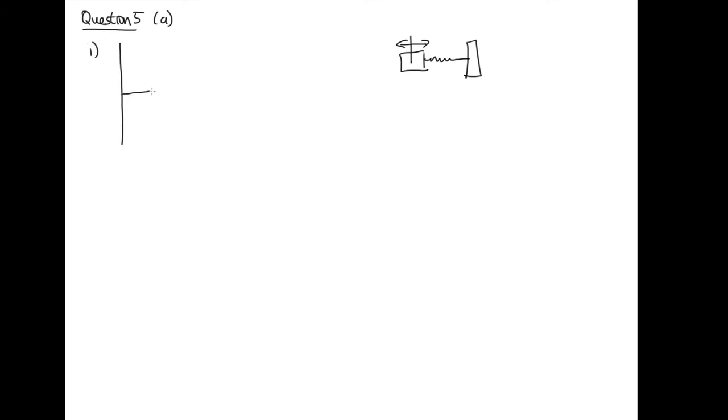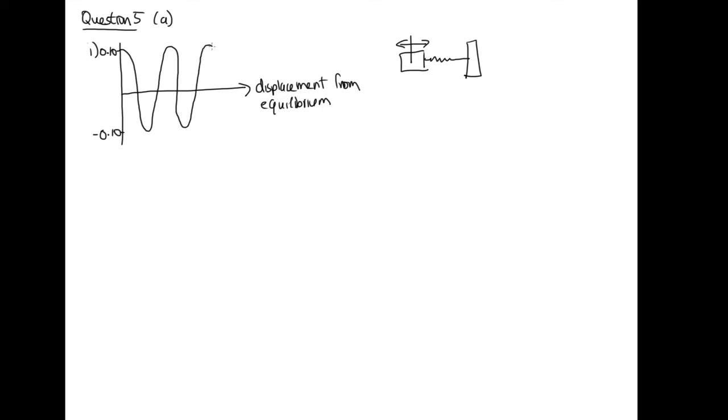So we can draw our displacement time graph here. So this is displacement from equilibrium. Now it starts at 0.10 meters, and so it's going to go back down to minus 0.10 meters. And we're told that at t equals 0, it's at this displacement. So it's going to start up here and then move sinusoidally up and down like this.